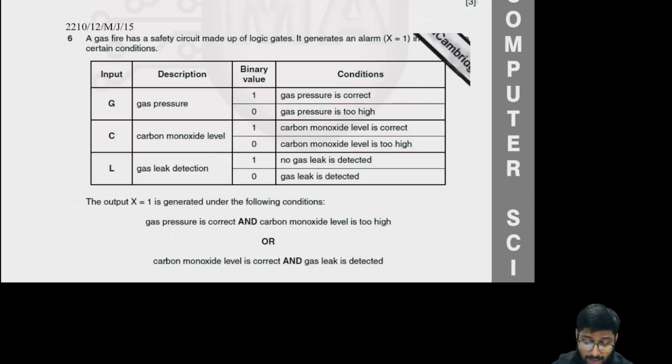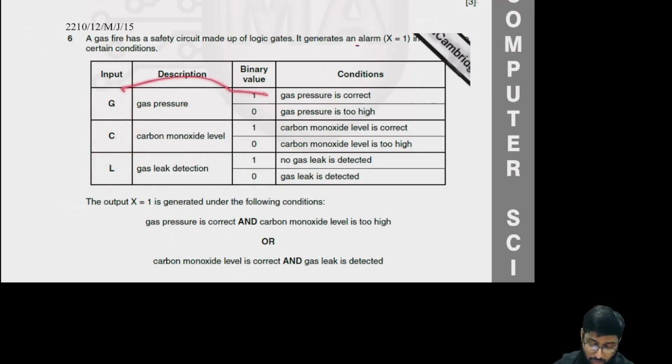It generates an alarm x equal to 1 in a certain condition. What are those conditions? Or in a certain fault condition, it's written over there. Input is given over here, description is given over here, binary values and the conditions. So for the input, they are saying we do have 3 inputs over here. It's G, C and L. G represents the gas pressure, C carbon monoxide, L represents the gas leak detection.